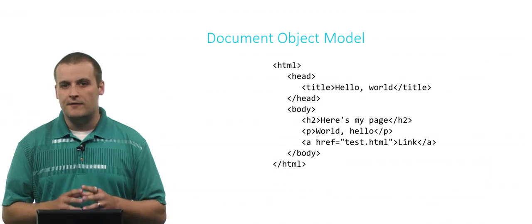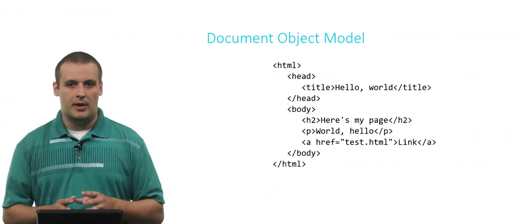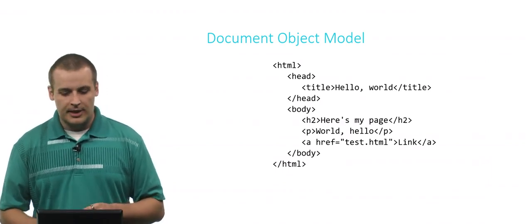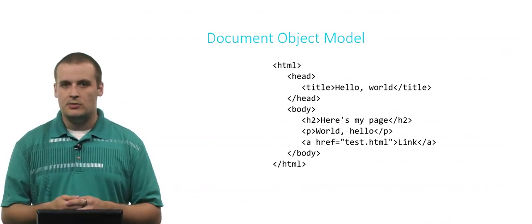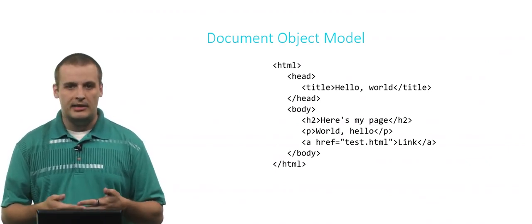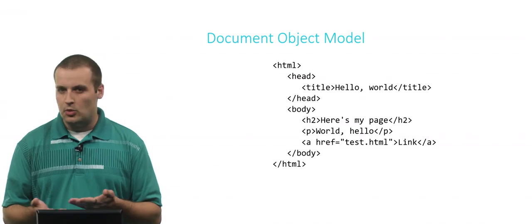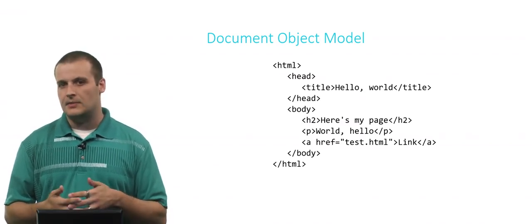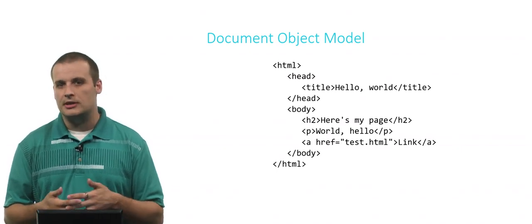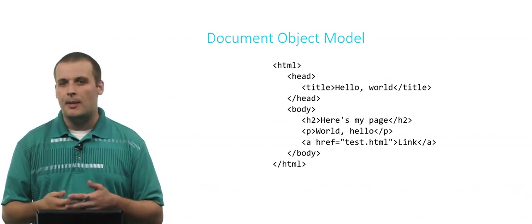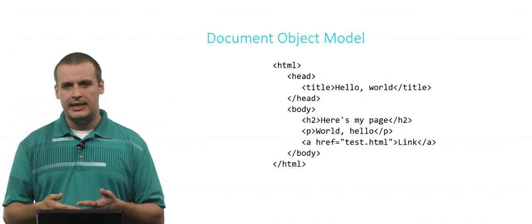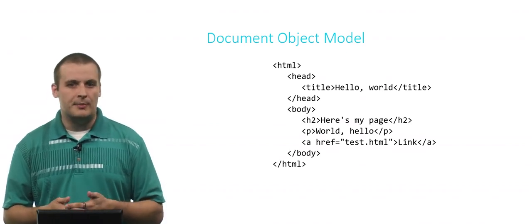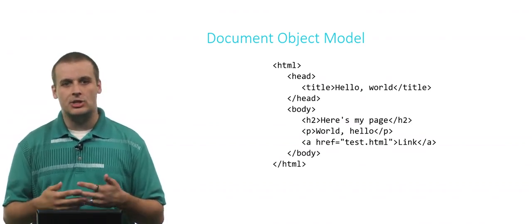So here's an example of a very simple HTML website. There's really not much going on here, but as you can see, there are HTML tags. Inside of that we have a head and a body. Inside of the head, we have a title, hello world. Inside of the body, we have a couple of different tags: an H2, or a second level header tag, a paragraph tag, and a link. And all of this can actually be represented in JavaScript as a document object.